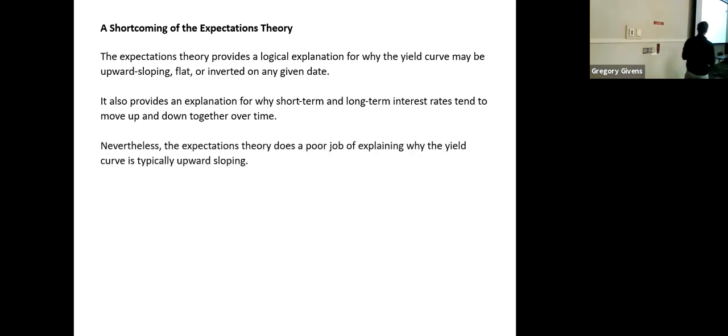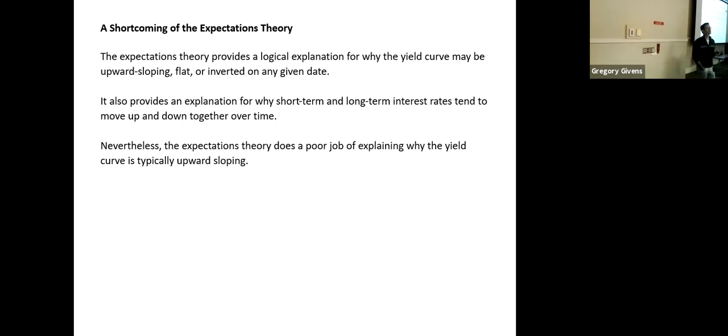What does it not do a very good job of? This is the weakness of the expectations theory. I think it does a poor job of explaining why the yield curve is usually upward sloping. Again, go back to that figure from the last class that shows the 10-year Treasury rate and the 2-year Treasury rate. Most of the time, the yield spread is positive. That is, the yield curve is upward sloping. Sometimes the yield spread was negative, which means that the yield curve would invert. But by far, most of the time, the yield curve is upward sloping, okay?